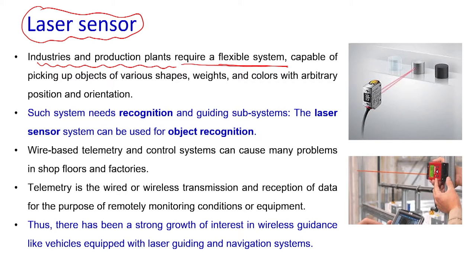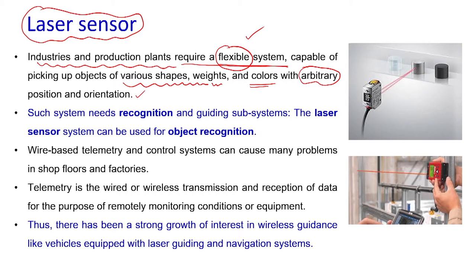So we have to produce the products in batches and there has to be some sort of flexibility in our manufacturing unit as well to respond to the changes in the size of the product. To incorporate the flexibility in the system, then to manufacture the parts of various shapes, weights and colors. These are the things that we are regularly doing. But when we are handling such parts which are having different shapes, weights and colors, these parts are located in the industry or at the shop floor in an arbitrary position or orientation.